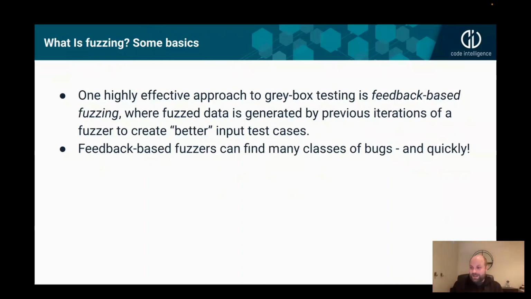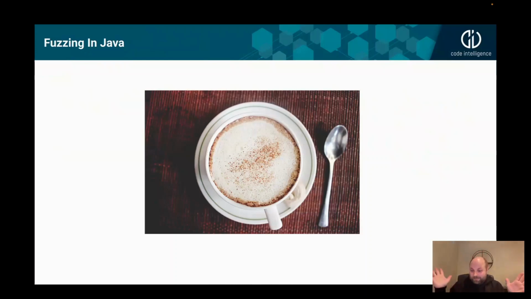If you have an off-the-shelf laptop as a developer these days, in a few seconds you can find some pretty severe bugs using feedback-based fuzzing. So pretty cool. All right, so fuzzing in Java. So here's a frothy cup of, I mean, I don't think we want a fuzzy cup of Java, but I don't know, frothy cup of Java.